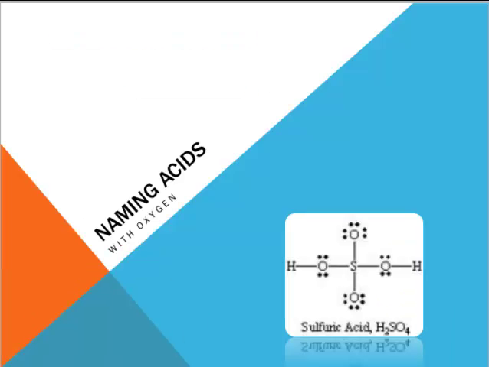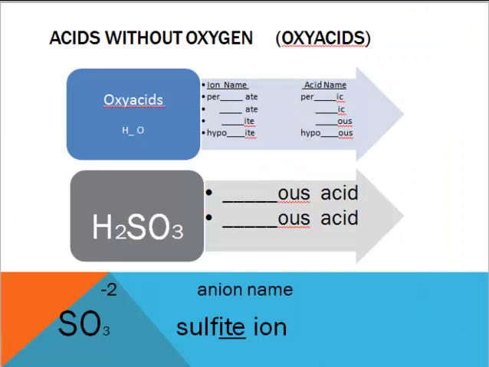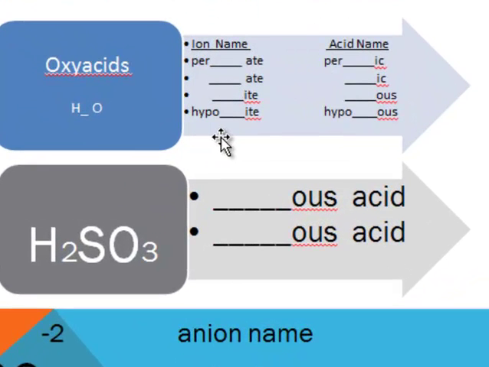Let's go on to a new slide. Now we're going to name acids that contain oxygen. At first it's going to seem a little bit more complicated, but it's really not too bad. These acids are called oxyacids because they contain oxygen. They usually have three elements: hydrogen, oxygen, and one other element. All of them are named using this chart.